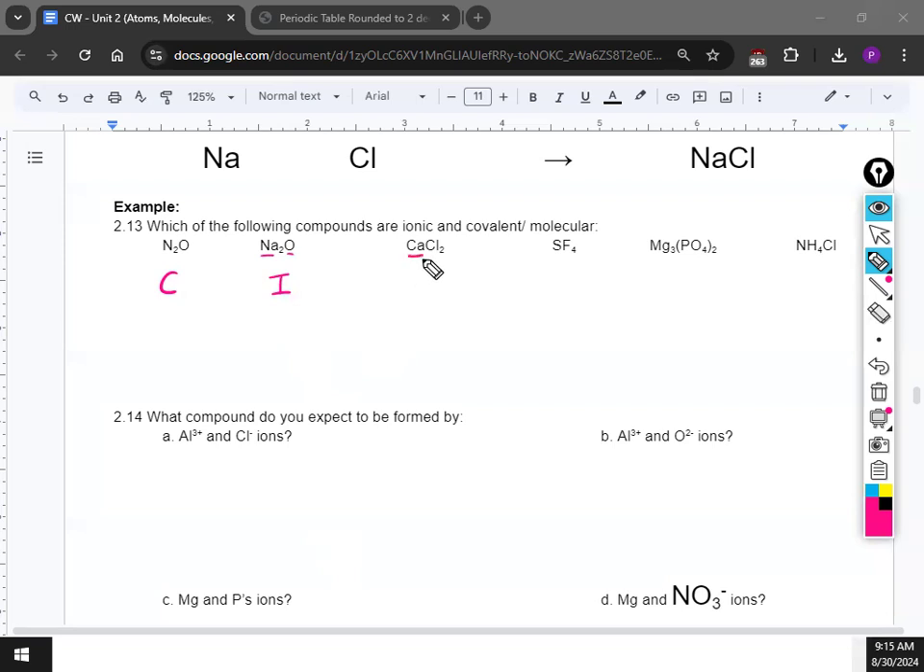Okay, same thing right here. Ca is a metal, it's on the left side of the periodic table. Cl is a nonmetal, it's on the right side of the periodic table. So positive and negative, this is going to be ionic.